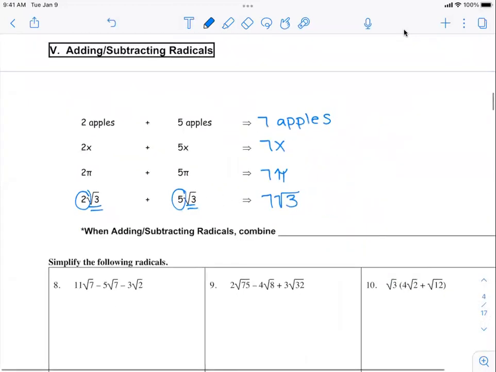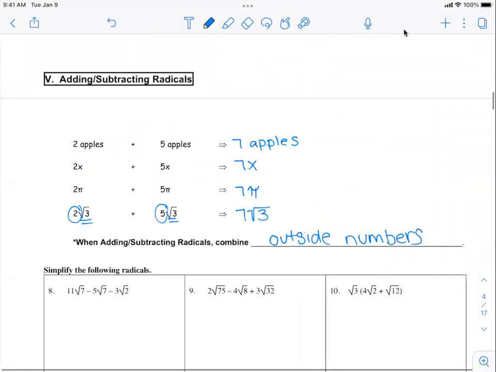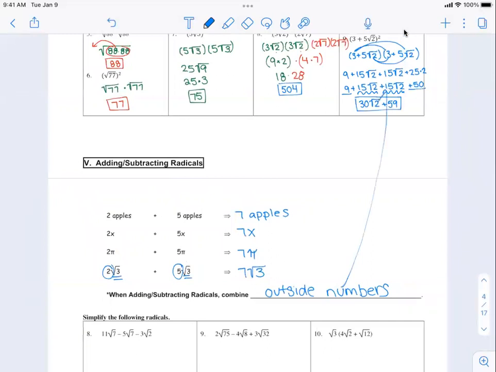So when adding and subtracting radicals, combine outside numbers. You can call those coefficients if you want to, but that's what we did in this problem right here. 15 and 15, we added that to 30 root 2.